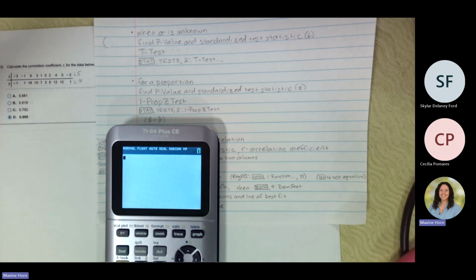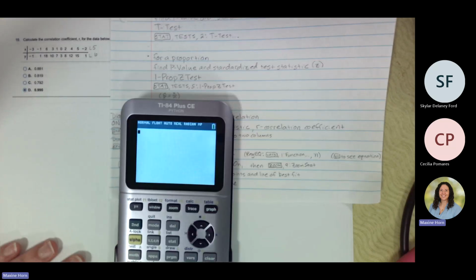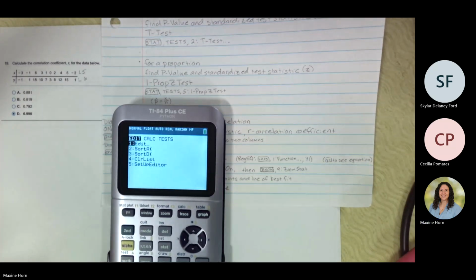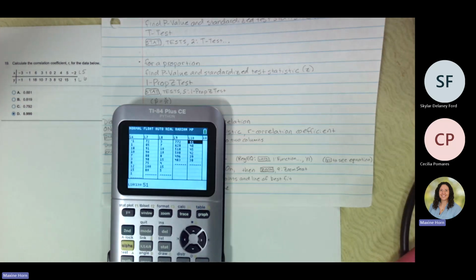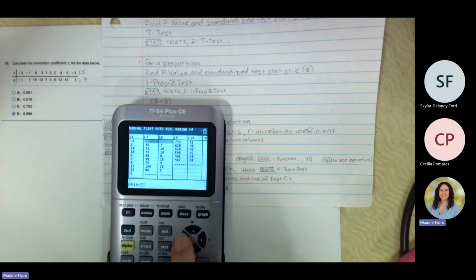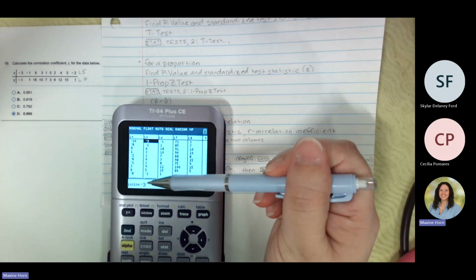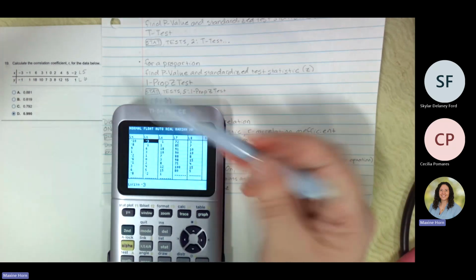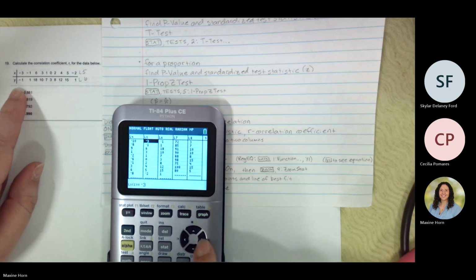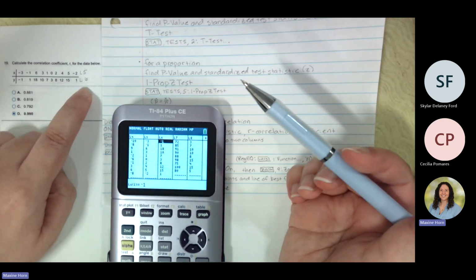So if you remember back to chapter 1, or maybe it was chapter 2, we're going to go to stat. Excuse me, stat, and we're going to edit some numbers. Now, like I said, I am in list 5 and list 6. So there's my list 5. Here's all of these X values, -3, -1, 6, so on and so forth. And then L6, I've got my Y values.